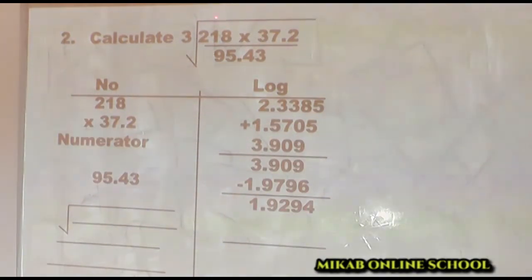Now, we've dealt with what we have in the numerator and the denominator. We've not looked at the cube root we have outside. So this is the solution from the multiplication of 218 times 37.2, and then all divided by 95.43. This is it, 1.9294.